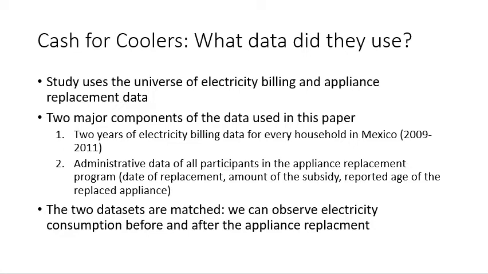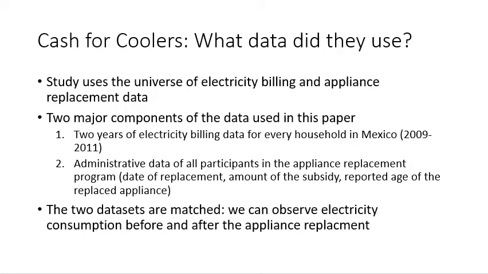The study uses the universe of electricity billing and appliance replacement data. That means just all of the data on electricity billing. So when you pay your bill to your utility, they keep track of that information, how much electricity you used. And they also, in some cases, not in Fort Collins, but in the case of this paper, they keep track of who owns what appliances and when they replace them.